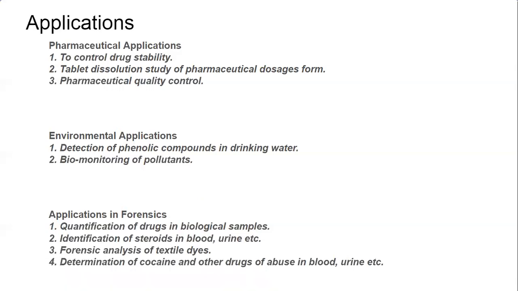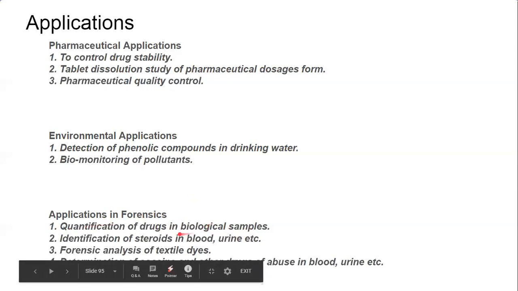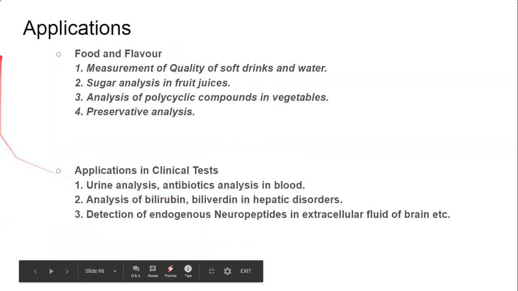So generally during an investigation, when the police officers come, they want to know the cause of the death. The cause of the death may be a chemical or poison or any steroid, and those can be identified by using this. Forensic science also covers analysis of textile dyes and the determination of cocaine and other drugs of abuse in the blood. So in general, with drug addicts, how much drug they have inhaled or consumed can be identified by means of analysis of blood.